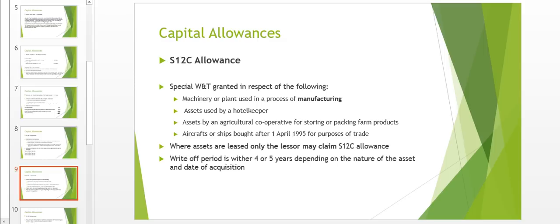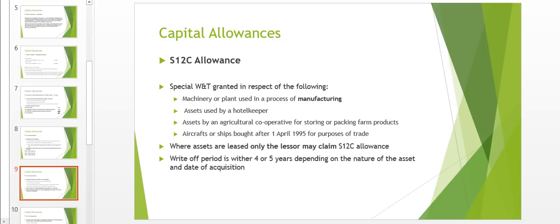So your Section 12C allowance allows a special wear and tear granted in respect of machinery and plant used in the process of manufacturing, assets used by a hotel keeper, assets by an agricultural cooperative for storing or packing farm products, aircraft or ships bought after the 1st of April 1995 for purpose of trade, and also where the assets are leased. Okay, so those are the manufacturing.